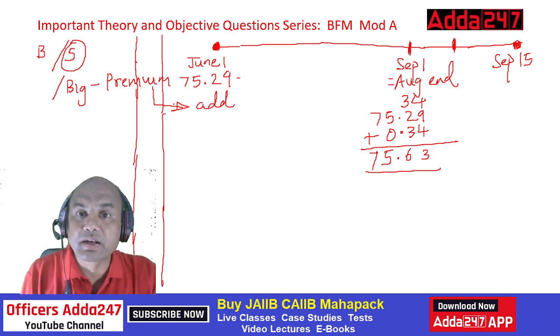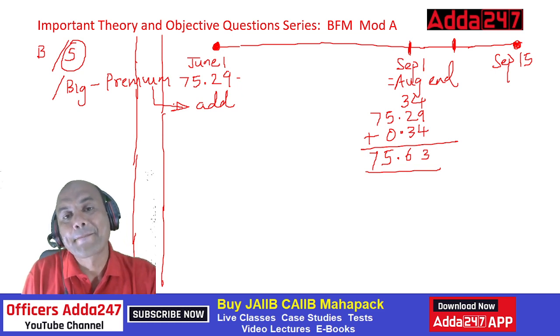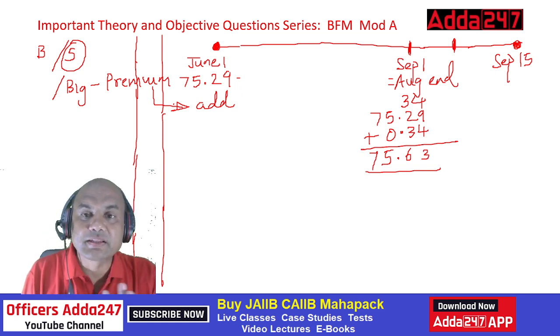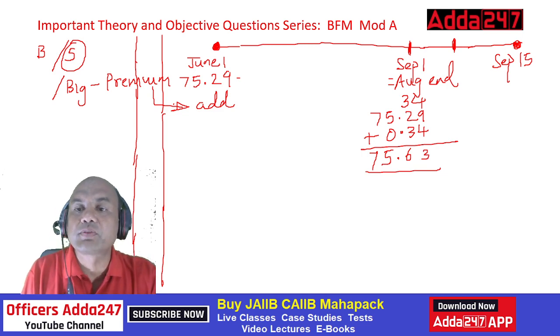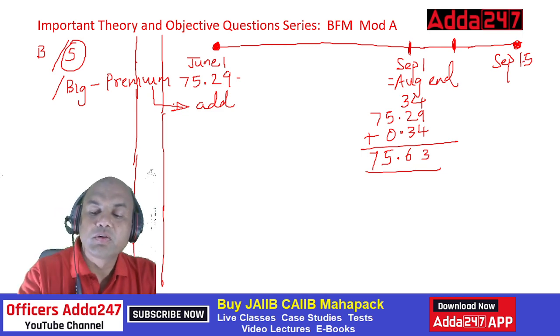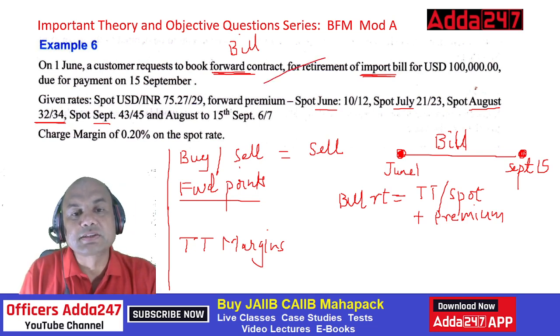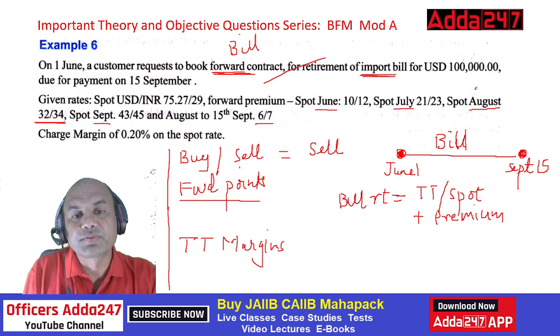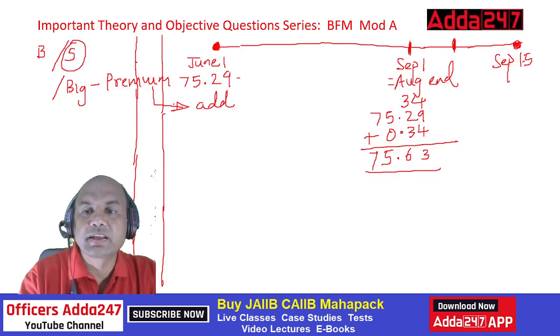No, but I have to get the TT margin. But is that required over here? No. This is not my final rate, and TT margin has nothing to do with this up till now. Because I want the rate for September 15th. What is given about September 15th? Look at this. August to 15th September, it's given as 6 and 7. So which one should I take now? Again 7 I'll take, because right side, sell, right? So I'll take this 7 over here.